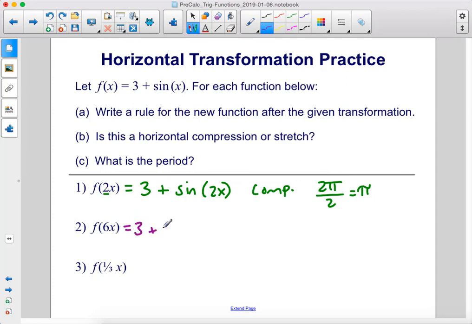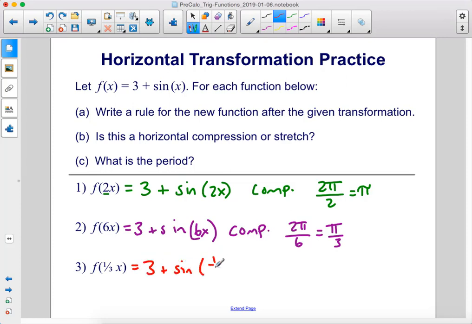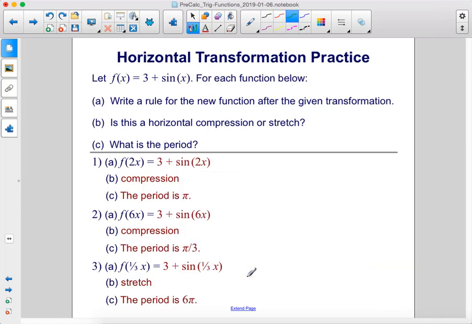Here we have 3 plus sine of 6x, and b is once again greater than 1, so this is a compression. And the new period is going to be 2 pi divided by b, which is 6, so pi over 3 is the new period. Here we have 3 plus sine of 1/3 x, so b is between 0 and 1. So this is a stretching, and the new period is 2 pi divided by 1/3, or you could also say that's 2 pi times 3 over 1, so 6 pi. And there are the answers.